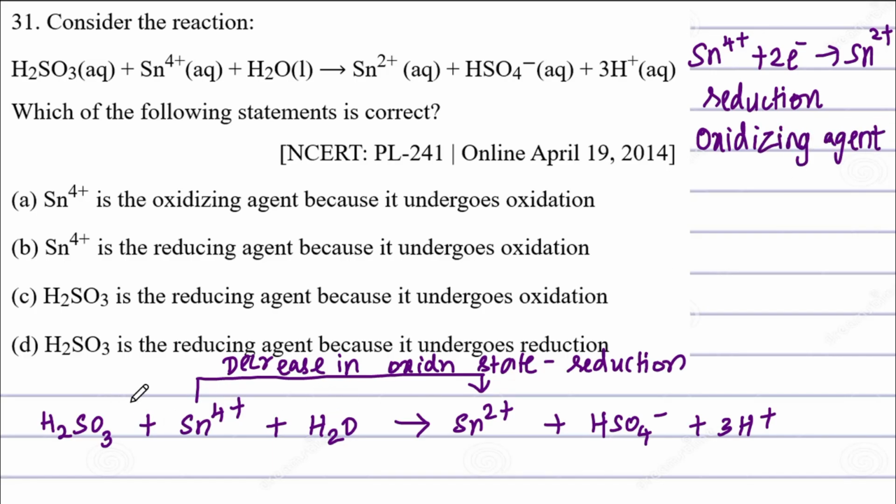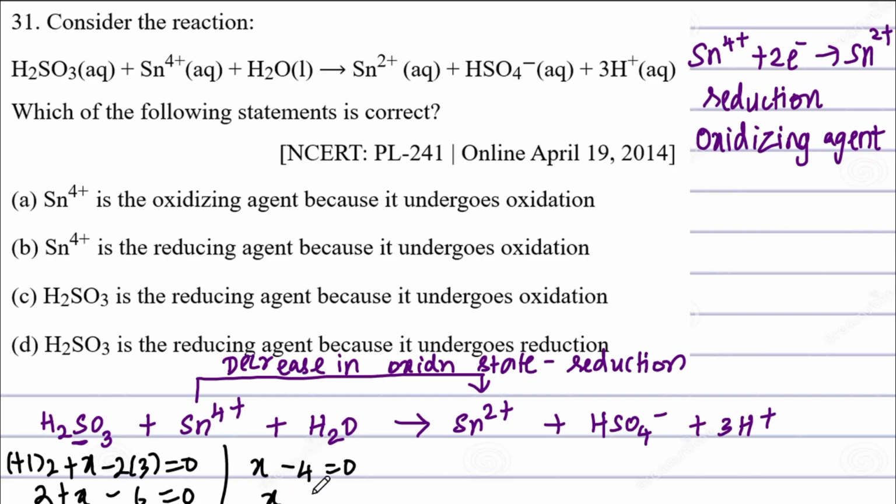So let us see the other compound, H2SO3. Let us find the oxidation state of sulfur in this compound. So +1 into 2 plus X minus 2 into 3 equal to 0. So 2 plus X minus 6 equal to 0. So X minus 4 equal to 0, and the value of X is +4. So the oxidation state of sulfur is +4 on the reactant side.